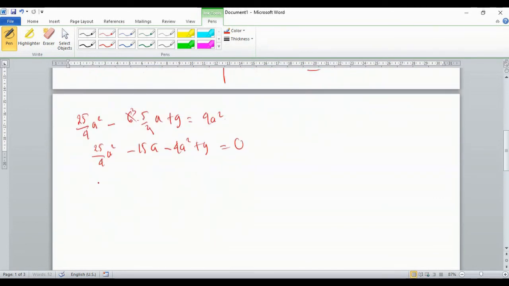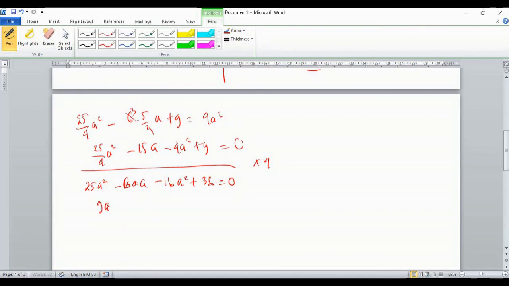And then multiply both sides by 4. So this one is equal to 25 squared minus 60a and then minus 16a squared plus 36 equals 0. So this one is equal to 9a squared, right? Yes, 9a squared minus 60a plus 36.